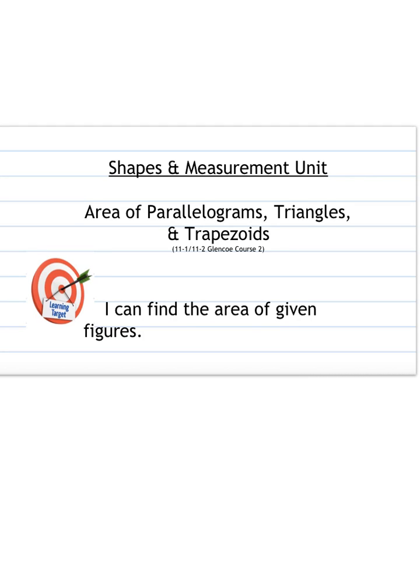Hello, 6th graders. We are on area of parallelograms, triangles, and trapezoids. This is lesson 11.1 and 11.2 out of your textbook. And our learning target is, I can find the area of given figures.